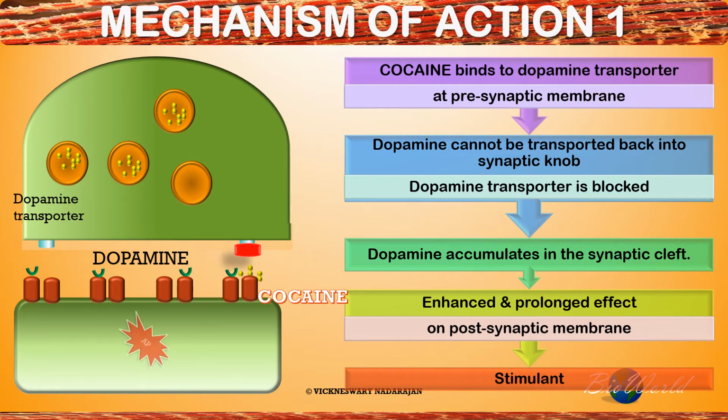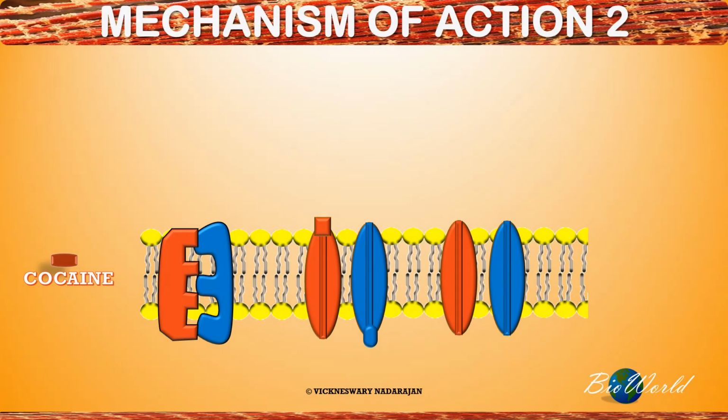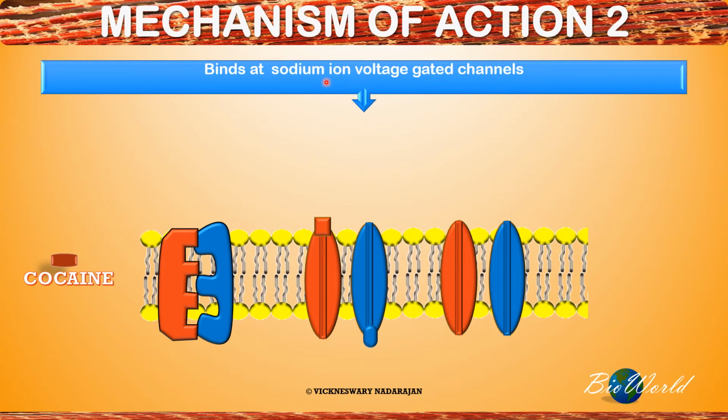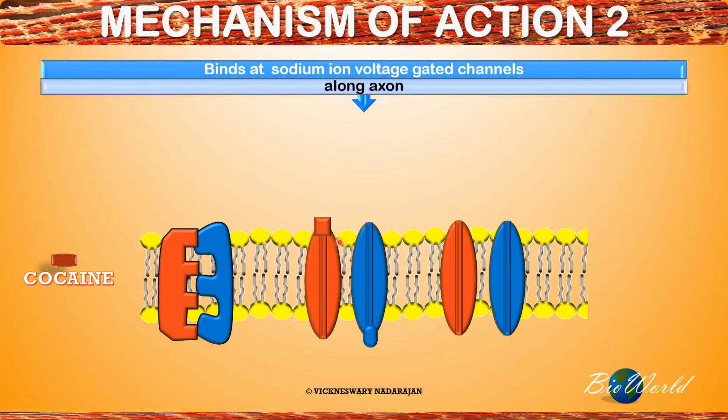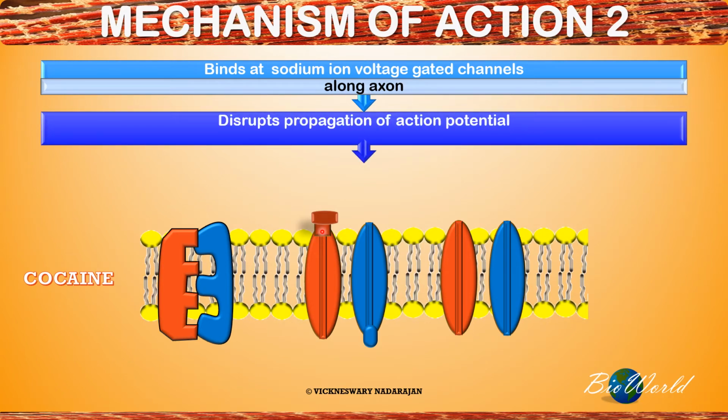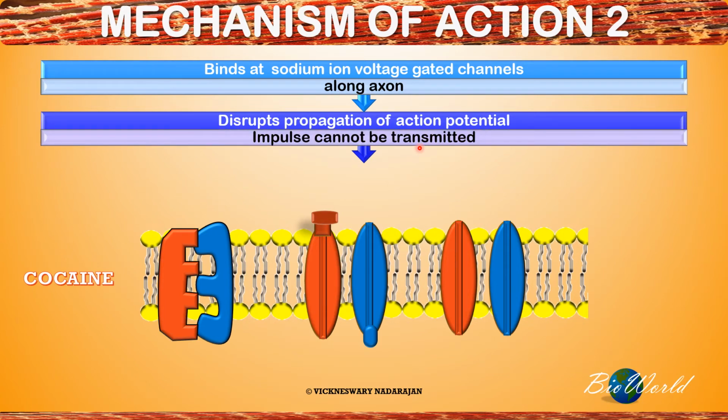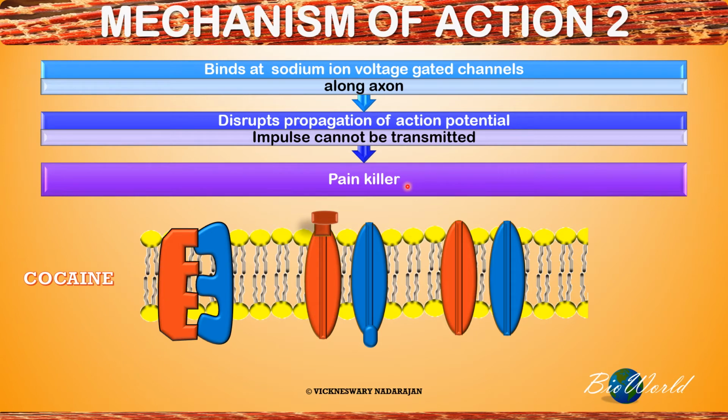Let's look now at how it works at the axon. When cocaine is at the axon of neurons, cocaine will bind to the sodium ion voltage gated channels. When it binds to this gated channel, it is going to prevent sodium influx. Without sodium influx, action potential cannot be generated. And this can be good because it can function now as a painkiller. So, a person who has taken cocaine will not feel pain since the impulse of pain is not being transmitted. So, you can see both the explanations I have provided seem to suggest to you that cocaine is good.